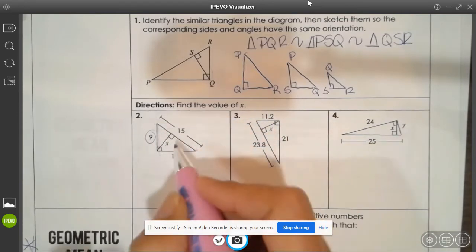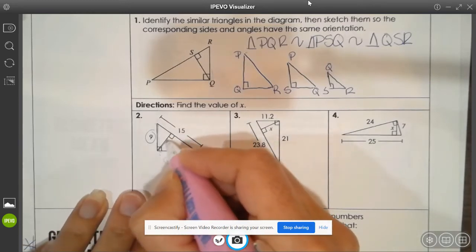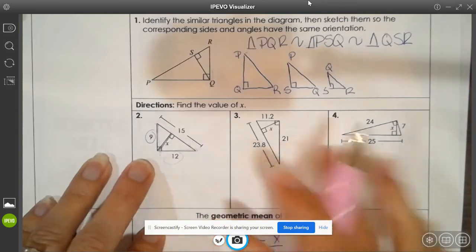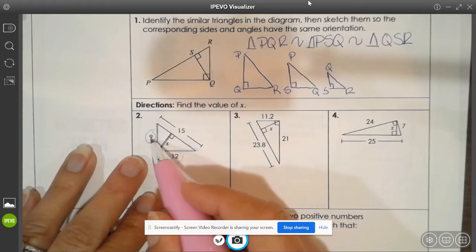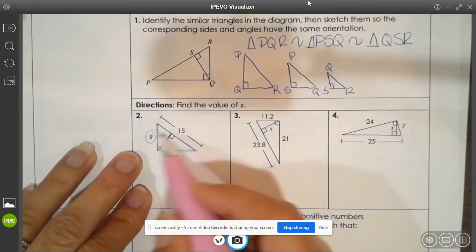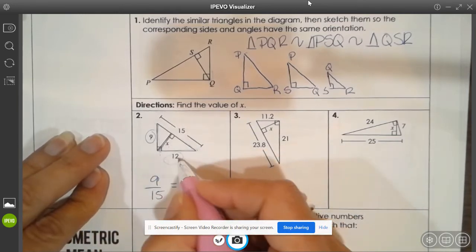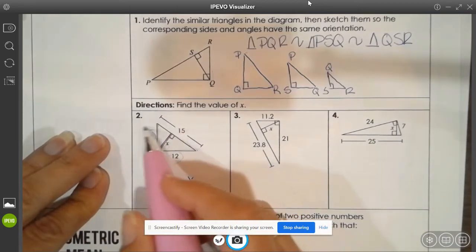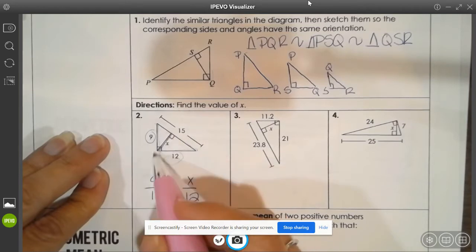Now, how do I know this? Because this 12 right here is the hypotenuse for this side over here. So the sides are proportional. This side is to this side, the position is similar to this position, basically. So 9 is to 15 what x is to 12. That means that 15 is the hypotenuse of this big triangle and 12 is the hypotenuse of this smaller triangle that's inside, okay?